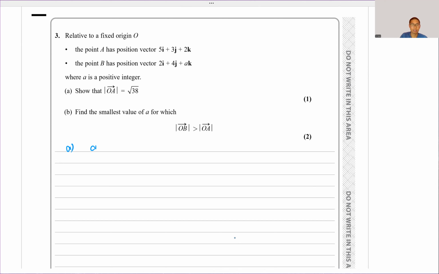So we know vector OA is equal to (5, 3, 2). And if we're looking for the magnitude of the vector, it basically is the hypotenuse.